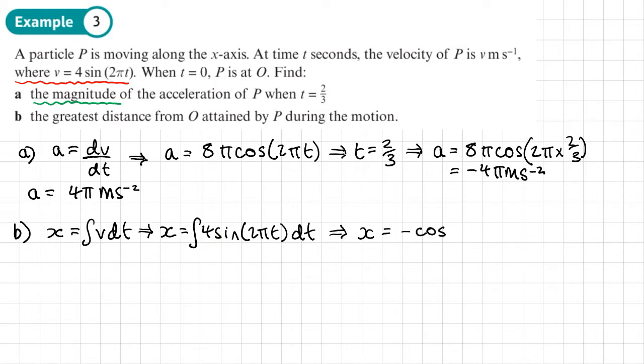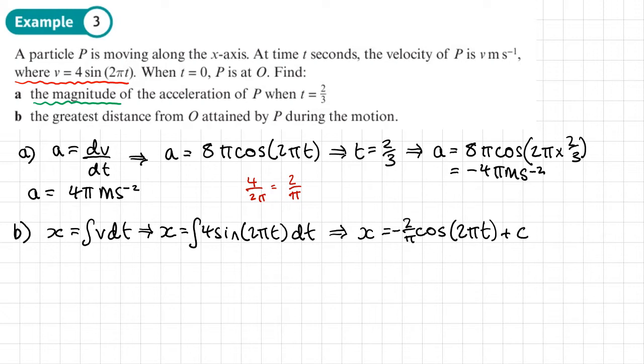The inside of the bracket doesn't change, but then we divide by the derivative of the inside, so we need to divide 4 by 2 pi. So 4 over 2 pi is going to be the same as 2 over pi, and we've got that negative there, so let's put negative 2 over pi, let's get it right. And then we plus our constant of integration.